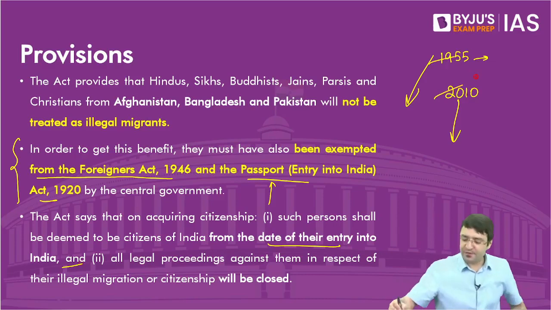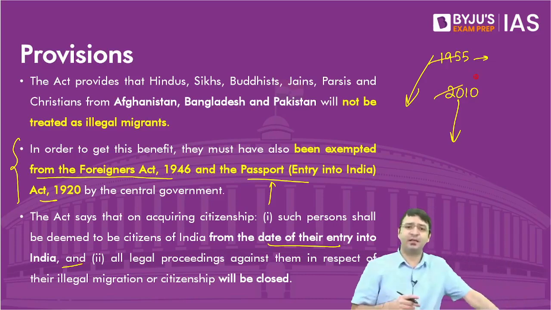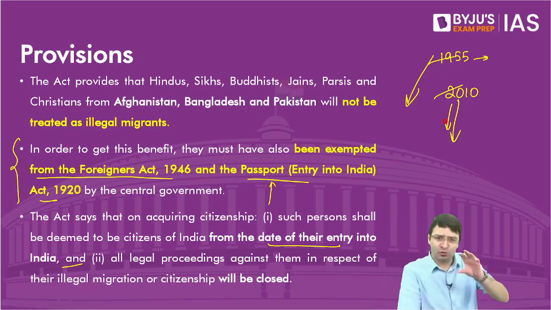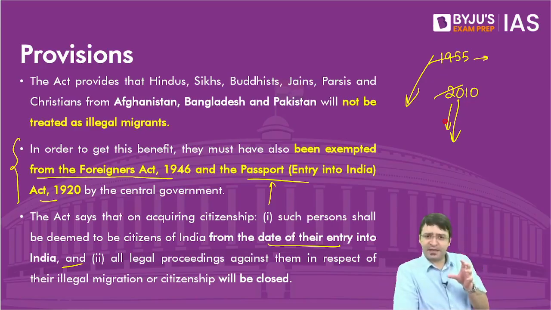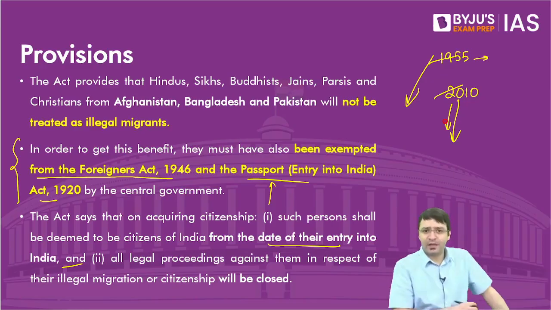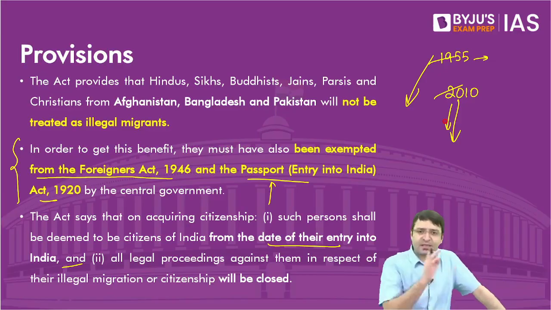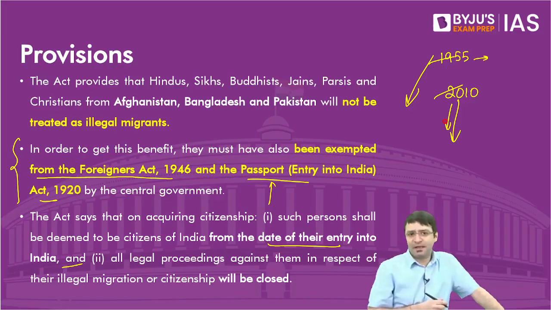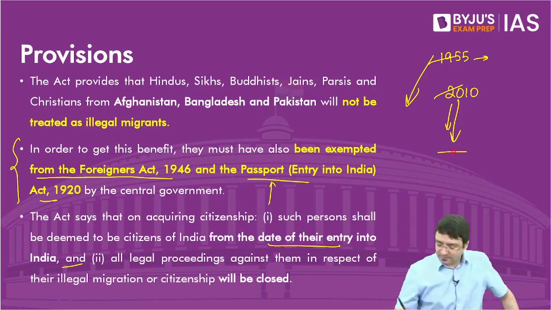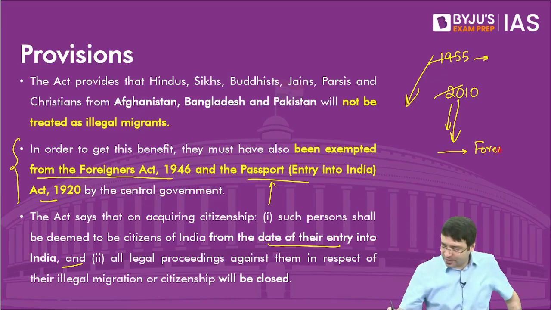Whether it is 2005, 2010, 2014 or 2019, no matter when you have entered India, from that date you will be deemed as citizens of India. Number two, normally when the government realizes that there are illegal migrants in India, those illegal migrants are arrested, a case is filed against them, and this case is filed in foreigners' tribunals.